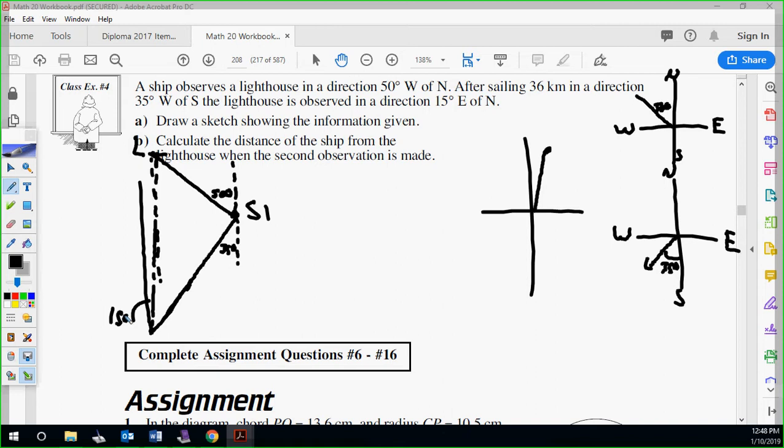All right, so what we have to do is try to piece this together the best we can here. A couple of things you can figure out. If this is 50 and this is 35, we can figure out what this is, right? Because they're down the north-south line. So this right here is 95, because I subtract from 180.